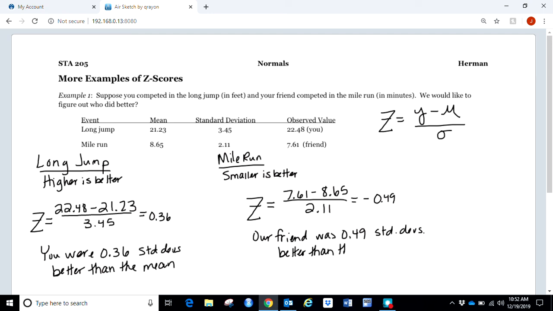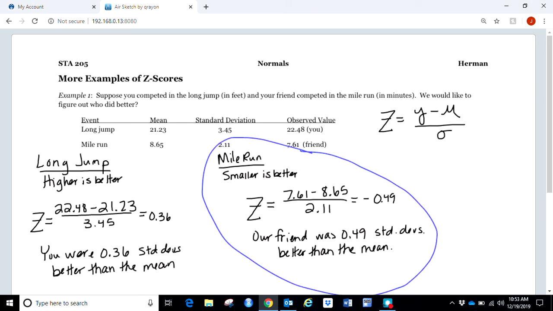Now, a question we might have is, well, where did that negative sign just go? I used that negative when I said that they were better than the mean, right? Because actually, if their z-score here would have been positive, that would have meant they actually did worse than the mean. So that negative, again, is telling me the direction they were, so that I know, did they do better than average or worse than average? So we now know we both did better than the mean. You were 0.36 standard deviations better. Our friend was 0.49 standard deviations better. So who overall did the best? Our friend ended up doing the best.